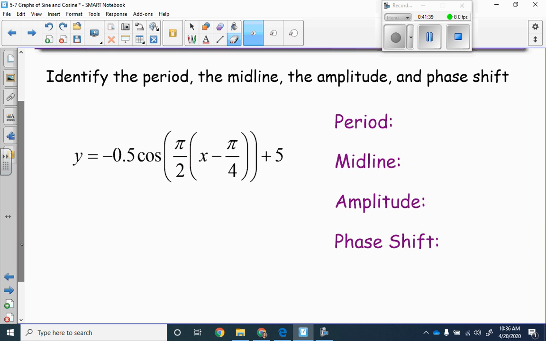Go ahead and try and hit pause and see if you can come up with your values for this function.